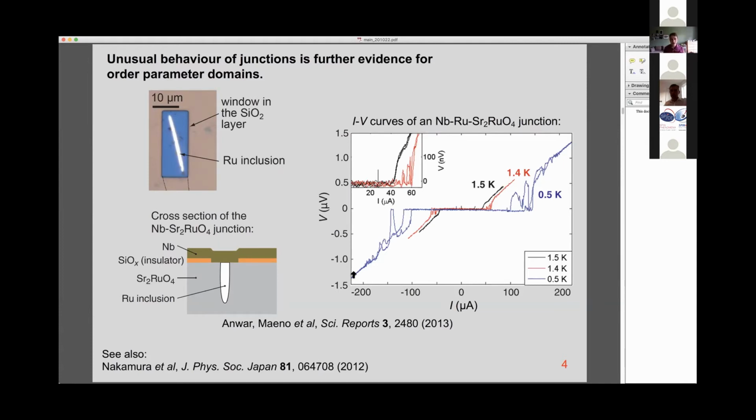The critical current then of these junctions shows some very unusual behavior. So at 0.5 Kelvin, there's this switching behavior. So the x-axis is applied current, the y-axis is voltage. So the critical current is somewhere in here, but rather than seeing a single critical current, what they observe is this strong fluctuating behavior. And that is an indication that there are domain walls within the superconducting state that can move.